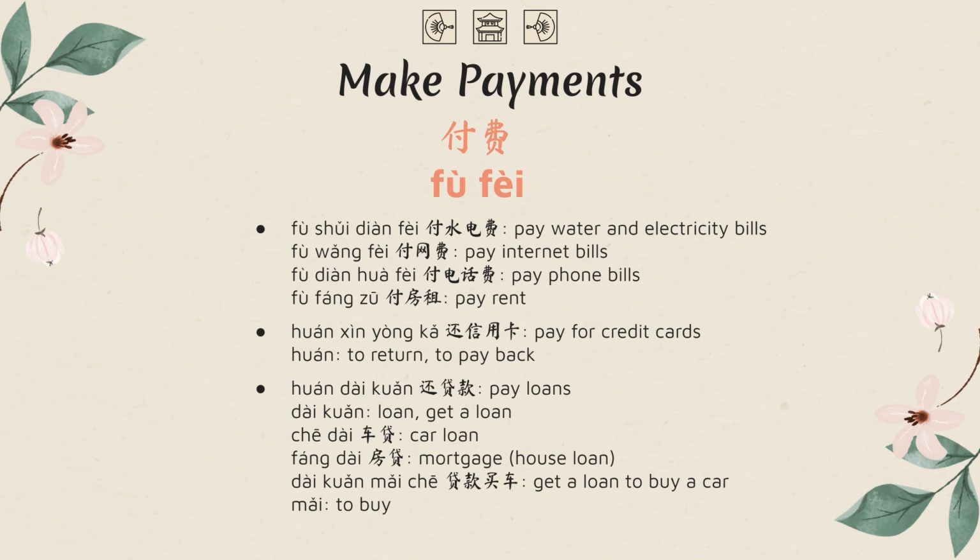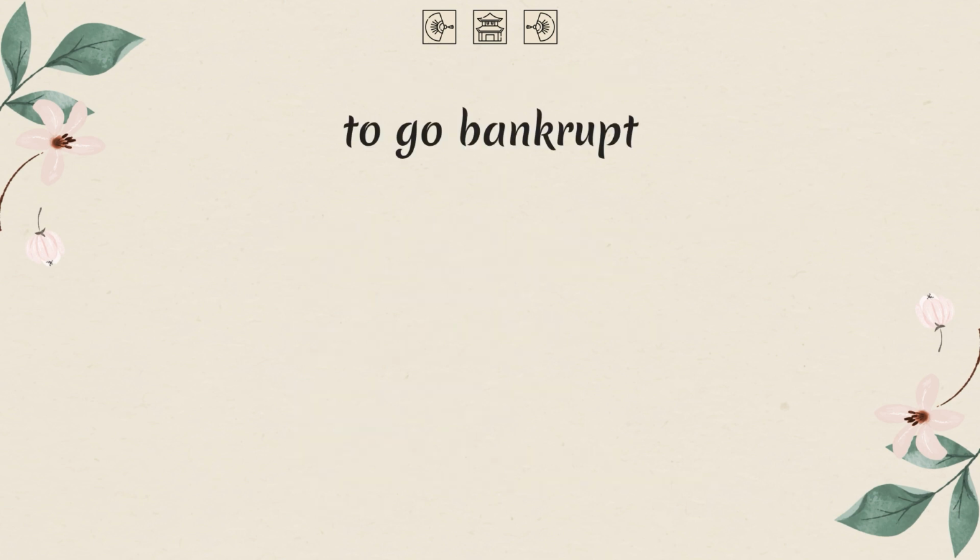To describe getting a loan to buy something, you can use this structure. 贷款买. So if you're getting a loan to buy a car, 贷款买车. 买 means to buy. So how would you say to get a mortgage to buy a house? 贷款买房. Since a mortgage is also a loan, so it's the same phrase. 贷款买房.